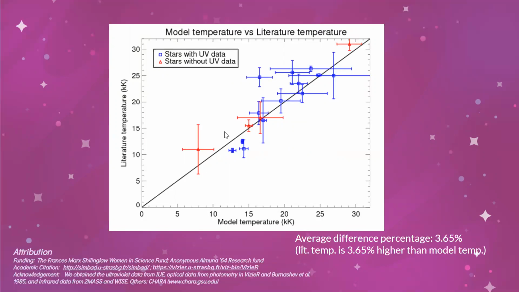You can see most of the dots are on the upper left of this graph, which tells us that the literature temperature is higher than the model temperature. Indeed, we calculated that the literature temperature is 3.65% higher than the model temperature. In the future, we're going to include more samples here.